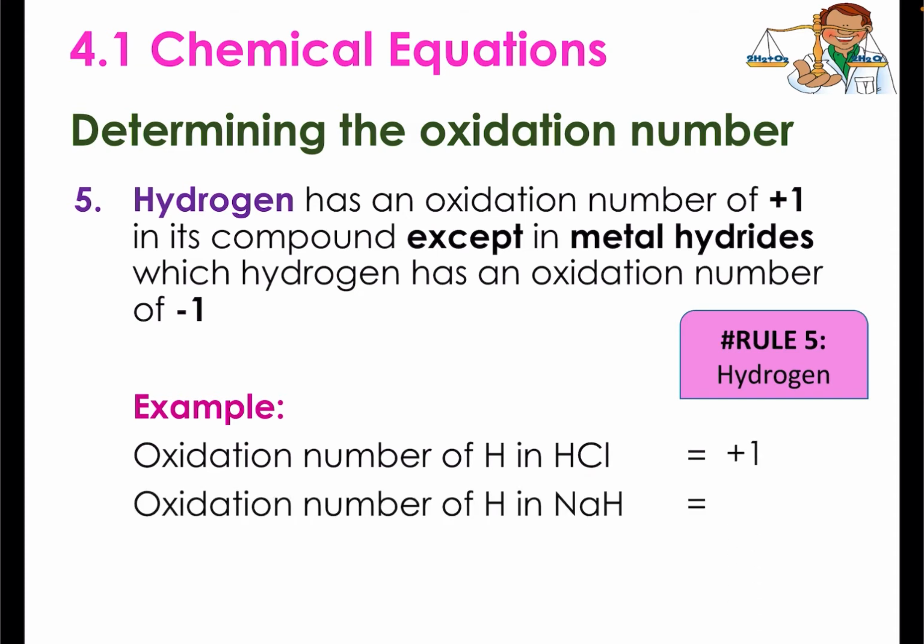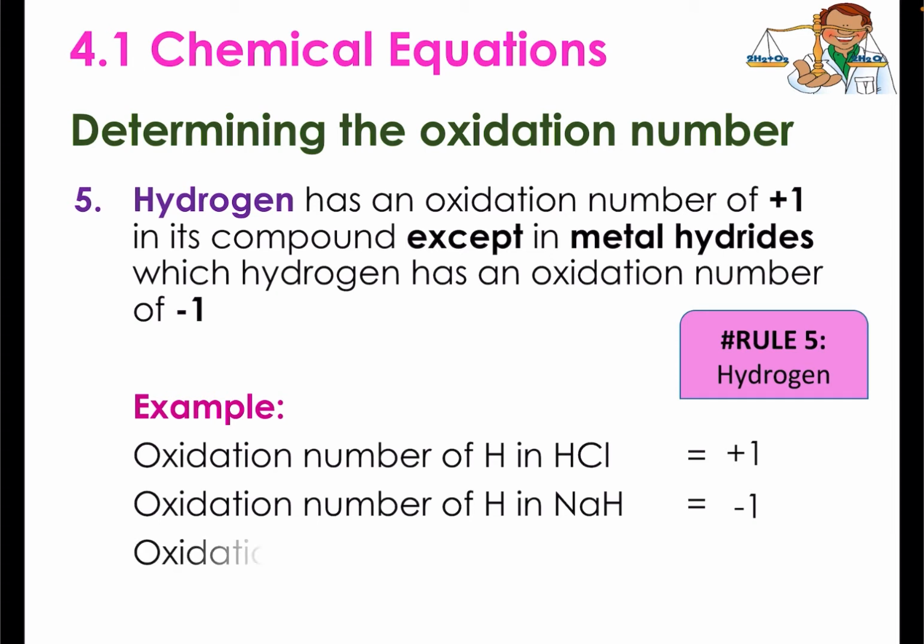Next case, I want to determine the oxidation number for hydrogen in NaH. And as you can see here, H combined with Na. And sodium is a metal. So this is what we have to apply, exceptional case for metal hydrides, where the oxidation number is not going to be positive 1 anymore. It's going to be negative 1.